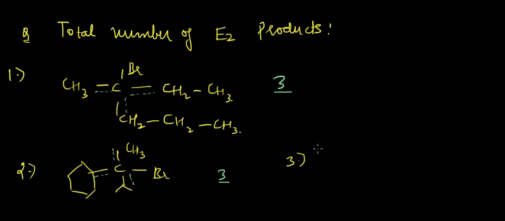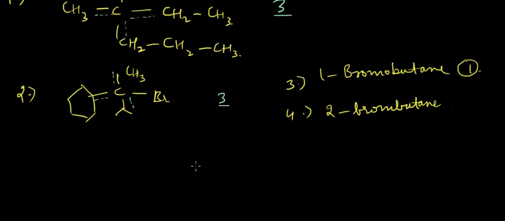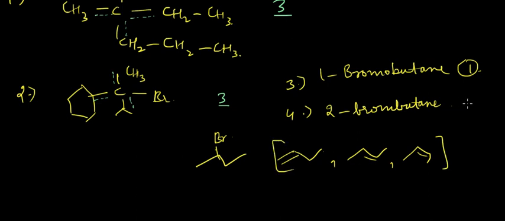Let's look at the third example. We have 1-bromobutane. So the answer would be 1, which is obvious. We have 2-bromobutane. So what would be the answer in this case? Let us draw 2-bromobutane. One possibility is we have something like this, another is something like this, another something like this. A total of 3 products are formed, including stereoisomers.